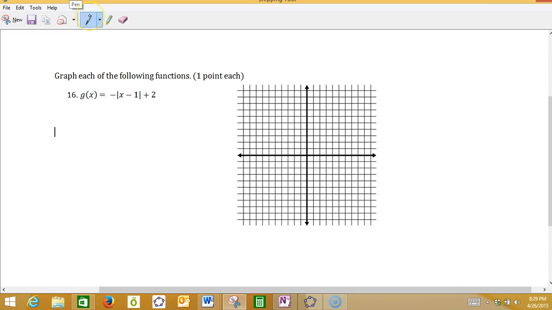Using the transformation and parent function idea, if we think about the parent function as just the absolute value of x, so put in a number, take the absolute value of it, right? Put in a 0, absolute value is 0. Put in a 1, absolute value is 1. Put in a 2, absolute value is 2. It creates this line, right, that has this slope of 1. So this is our parent function on the right side.